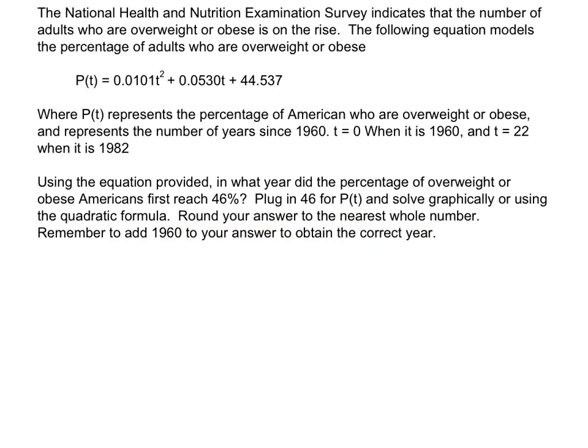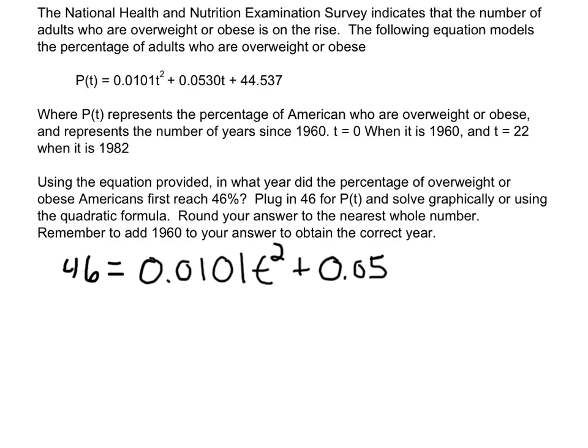So what we're basically going to do is take this 46 and plug it in for P of T. So we're going to go 46 equals, and then I'm going to write the rest of the equation that we see up here. So I'm just going to copy that part down right here. So that's 0.0101 t squared plus 0.0530 t plus 44.537.